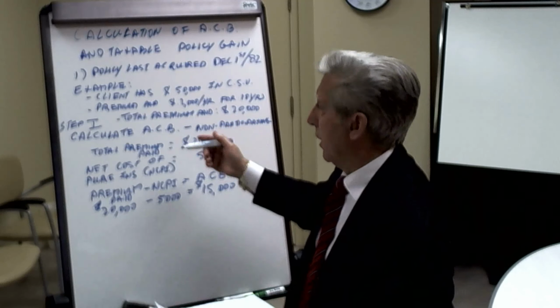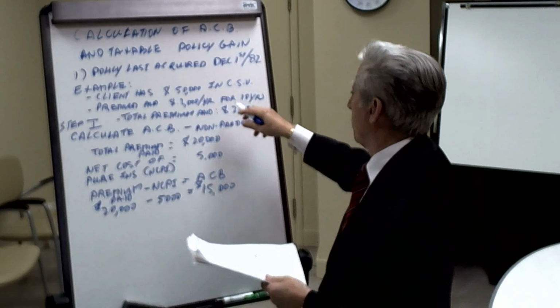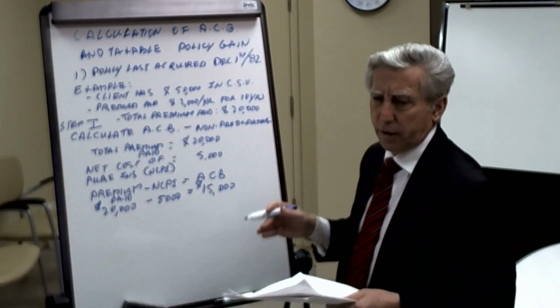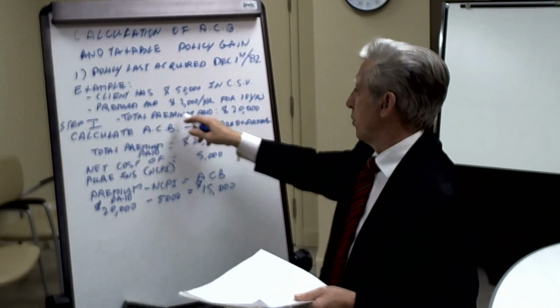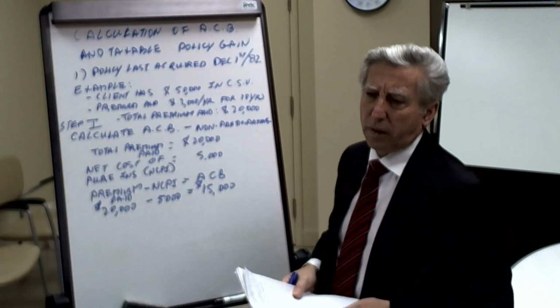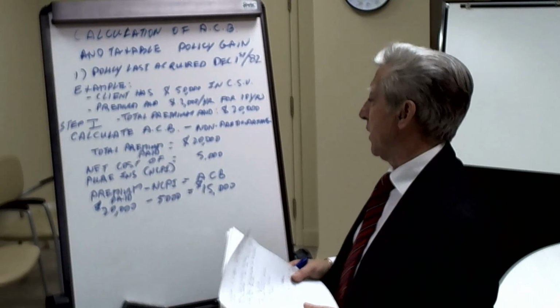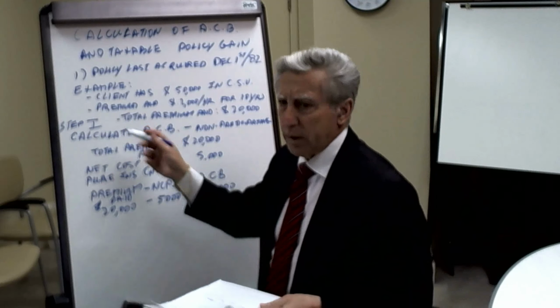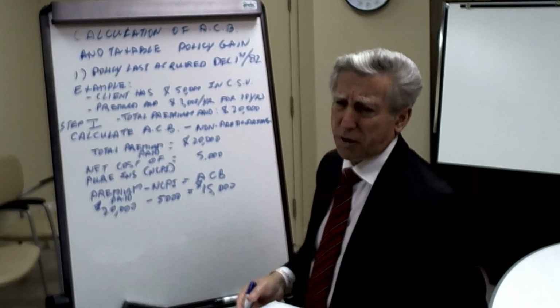So in order to establish that, we have to establish, of course, what is the premium. Okay, the premium is $2,000 per year, and this was 10 years later. In other words, he got his statement 10 years later. So basically, the total premiums that he paid was $20,000. That was the total premium in 10 years. So the first thing, step one, is to calculate the adjusted cost base.